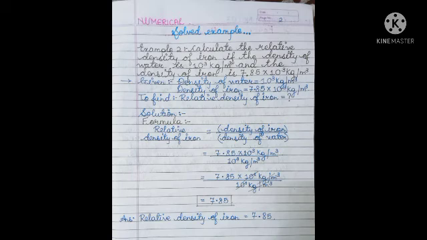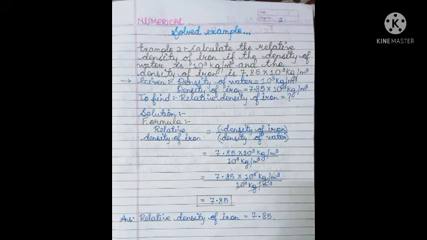Numerical number 2. Calculate the relative density of iron if the density of water is 10 raised to 3 kg per meter cube and the density of iron is 7.85 multiplied by 10 raised to 3 kg per meter cube. So, students, in this we have to find the relative density of the substance, and the substance given here is iron. So, first write all the given things. They are density of water, which is given as 10 raised to 3 kg per meter cube. Then the second given is density of iron, which is 7.85 multiplied by 10 raised to 3 kg per meter cube.